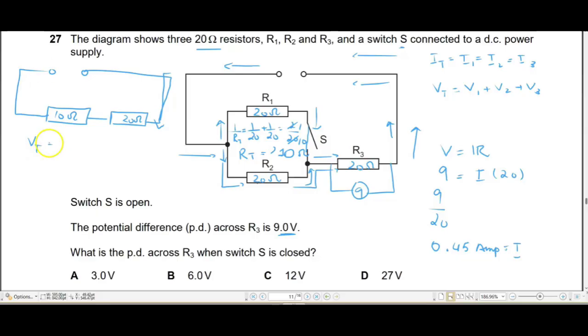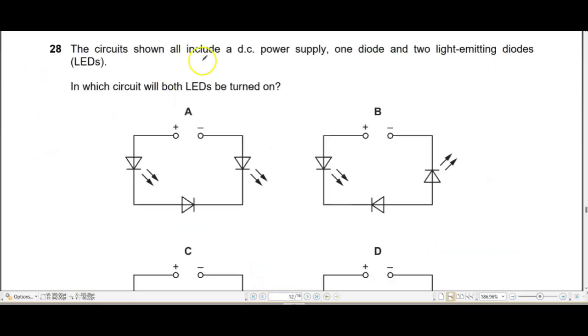So now V total is going to be I total into R total. So V total is equal to I total, which is 0.45 since it's the same for all the circuit, and R total is 30. So 30 into 0.45 is going to give us an answer of 13.5. So it resembles this answer. So C is going to be our correct option for this question.